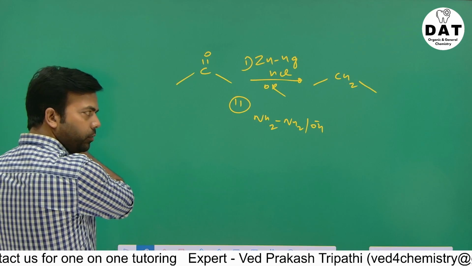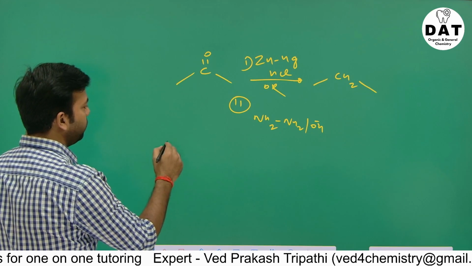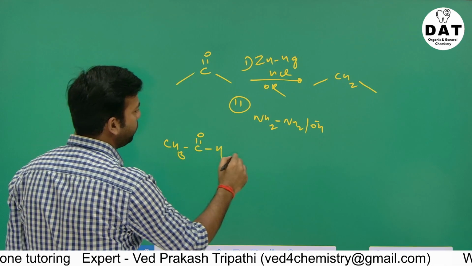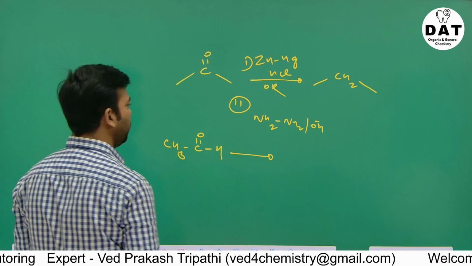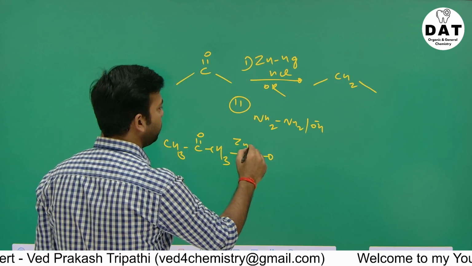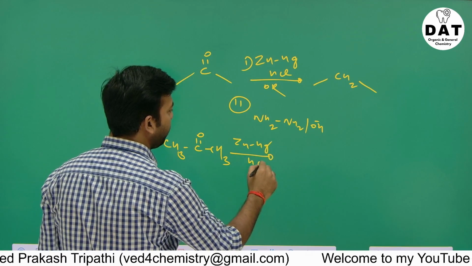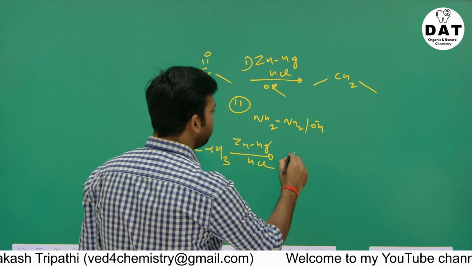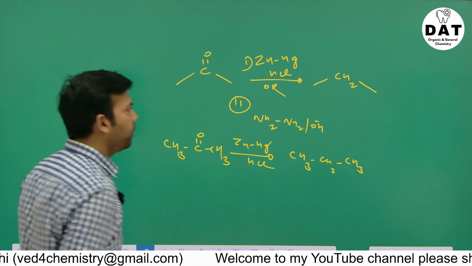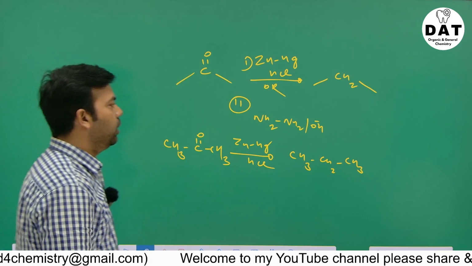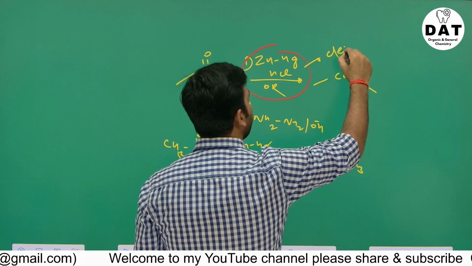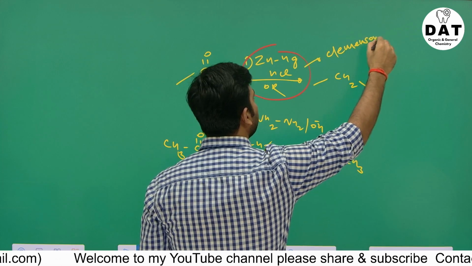Suppose we have CH3CHO, and suppose here we have a ketone, and we are going to use Zn-Hg/HCl here. So C=O becomes CH2, and we can directly convert it into propane. Clear? So this is the use of what is called Clemmensen reduction. This one is called Clemmensen reduction.